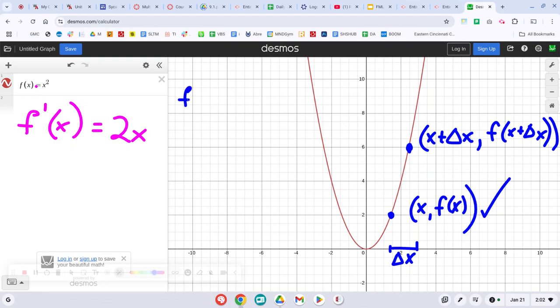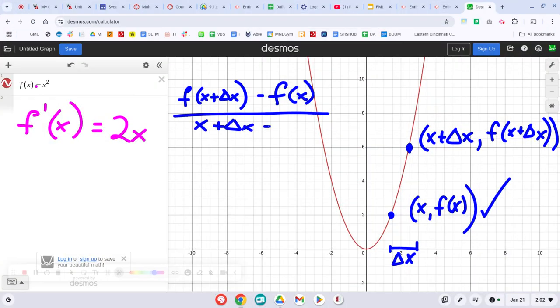Now what if I just wrote this? f of x plus delta x minus f of x over x plus delta x minus x. Does that ring a bell for anybody? Does that look like anything? Yeah. It's y2 minus y1 over x2 minus x1. What is that? That is the slope between these two points. Now, is that a tangent line that I just drew? It's not. It's a secant line because it has 2 points on the graph.